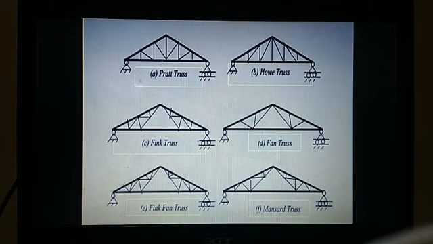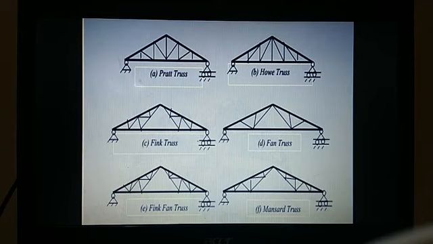No, internal members won't be zero force members. Internal members also will have internal forces. That is why they are provided. Internal members are the braced members.